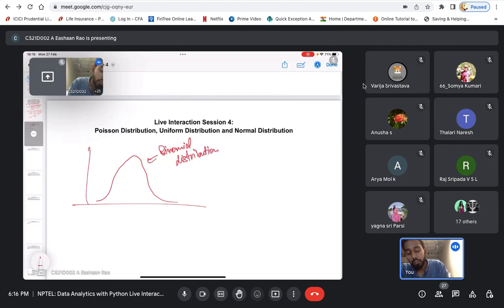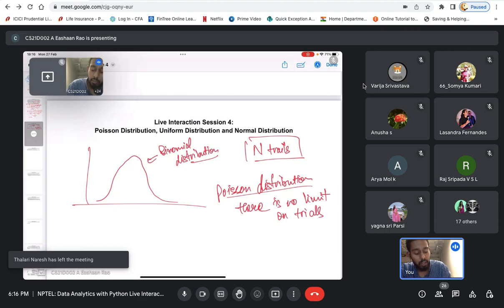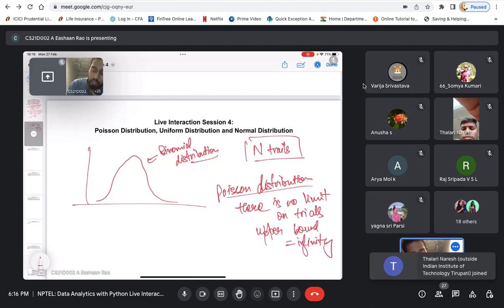If it follows the binomial distribution, and if you have solved many binomial distribution questions, you will find that you have some n number of trials. Like if you're throwing a dice, it will have a certain limit of trials. Tossing a coin will have a certain number of flips. So n trials is fixed in binomial distribution. But in Poisson distribution, there's no limit on trials. That means my upper bound can be infinity.